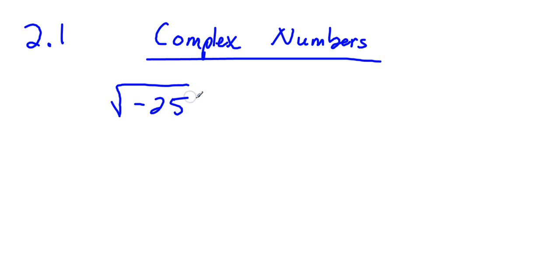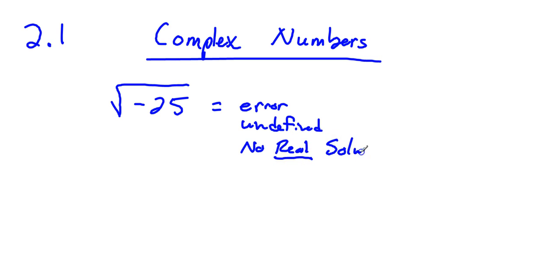But if you had square root of negative 25, if you try to do that on the calculator, it's going to give you that error message. Or undefined, or no solution, whatever you want to call it. Now here's the key thing on this one. There's no real solution.